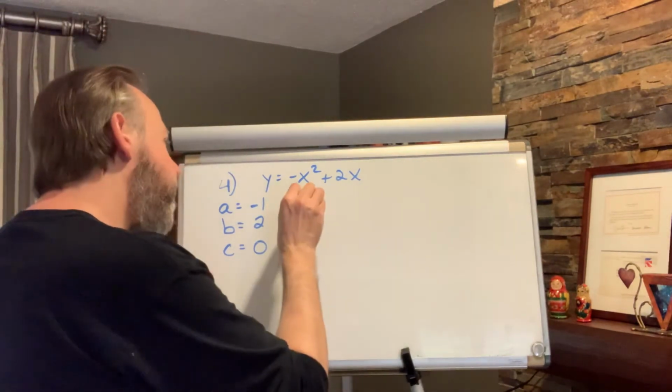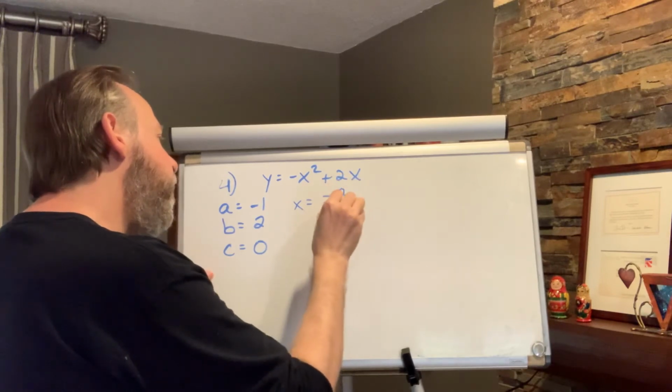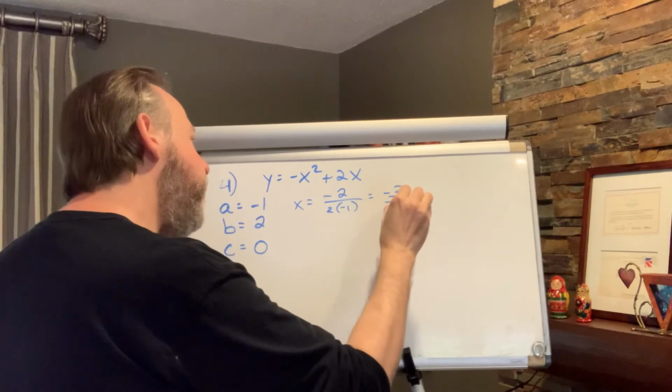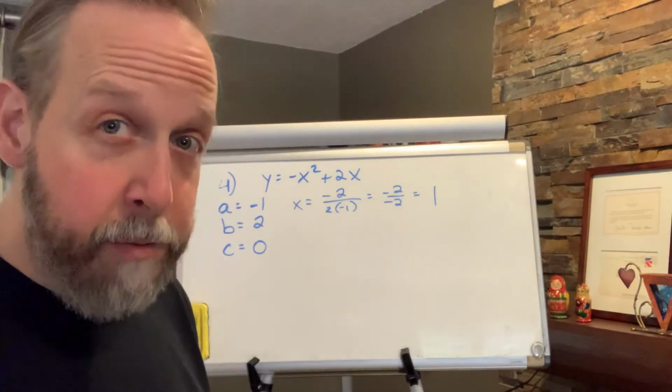Find the vertex. X equals negative b, which is negative 2, over 2 times a, which is negative 1, which is negative 2 over negative 2, which is 1. The vertex has an x value of 1. Plug it in.